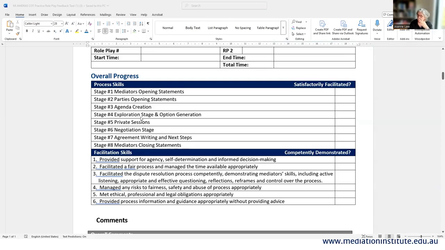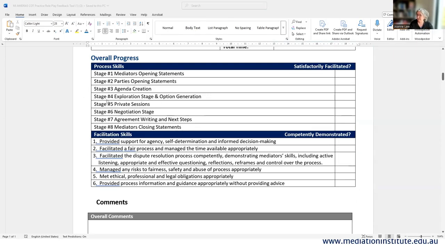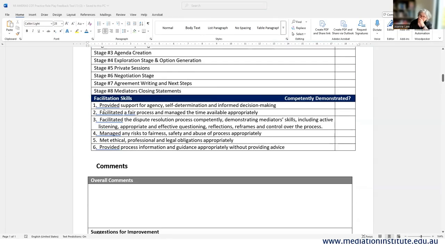We've updated a little bit with the course. We've kind of got the process skills by the stages of the process. And then the facilitation skills around, at this very high level, is your role to support agency, self-determination and informed decision-making.